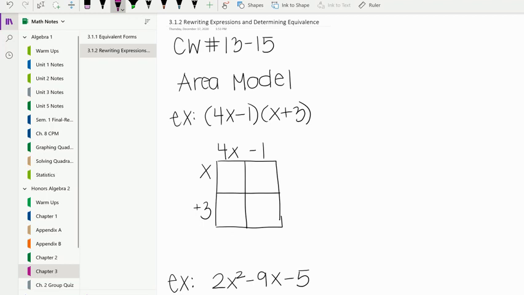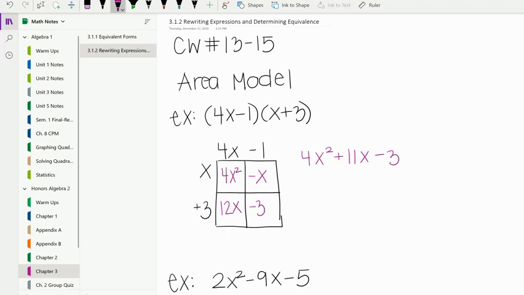And then you use this to find the area, right? So 4x times x would be 4x squared. In the next box, you would do negative 1 times x, which is negative x. In the next box, 4x times 3, which is 12x. And then 3 times negative 1, which is negative 3. Then you would combine all of this. So 4x squared plus 11x minus 3.